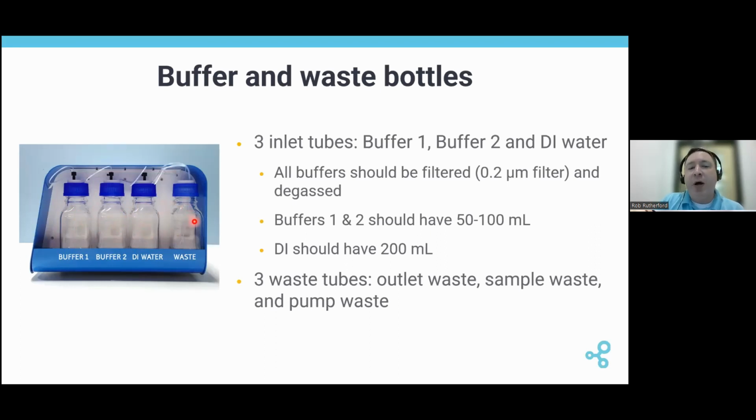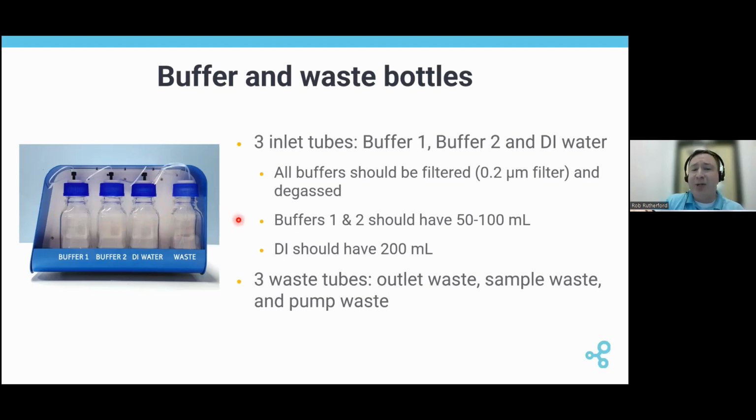And then the 4th bottle, which would be the furthest away from you if you're standing at the bench, is the waste lines. So there's 3 waste lines that come into this. And basically, they come from 3 different sources within the instrument itself. One comes from what passes across the sensor, one comes from any overflow from your sample loop, and one comes from the pumps itself. So everything, all liquid waste generated is going to end up in this waste bottle.